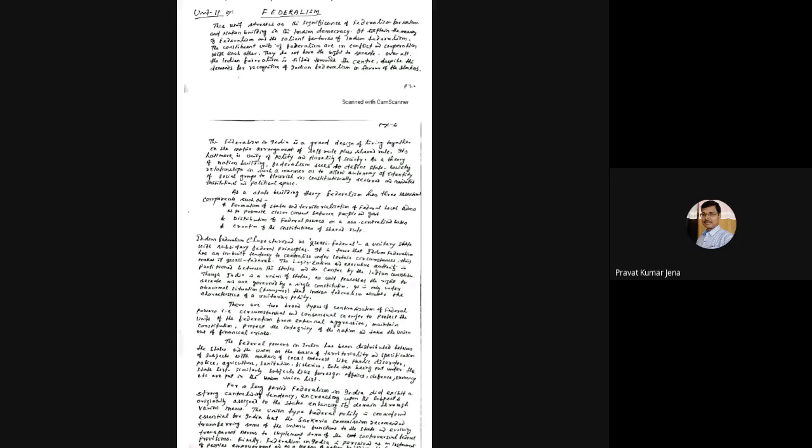So overall, Indian federalism is tilted towards the center, despite the demands for recognition of Indian federalism in favor of the states.